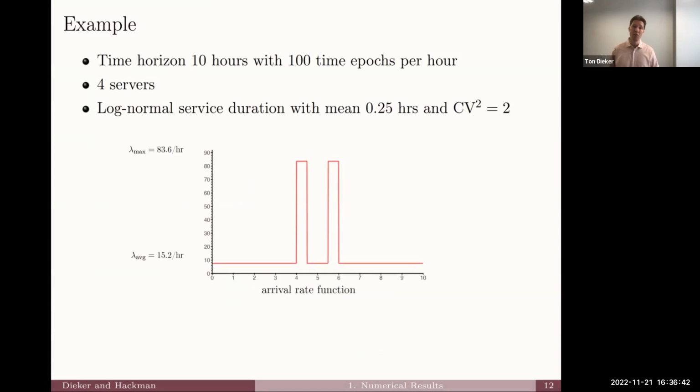Here are the details of the example we're going to work through. So there are 4 servers. The service duration is log normal, which is quite a challenge for a lot of the existing techniques. And we choose this arrival rate function, which really is a kind of caricature of all these arrival rate functions we've seen in the examples. So the peak is 5.5 times the average.